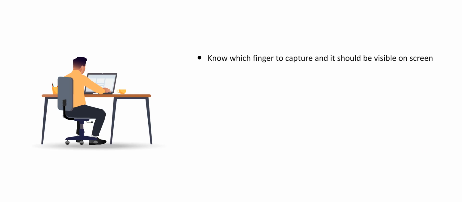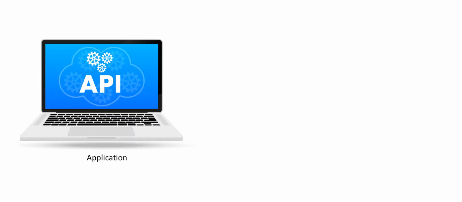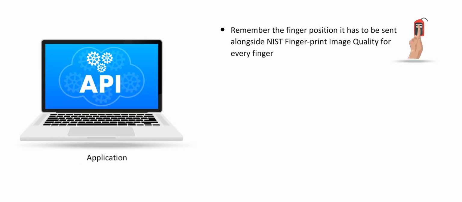Resident or operator should clearly know which finger to capture, and it should be visible on screen. There must be an option to rescan after the capture is complete. Capture high-quality fingers in up to 3 attempts and pick the highest NFIQ image, if possible, NFIQ 1 or 2. Application should remember the finger position because it has to be sent alongside NIST fingerprint image quality for every finger as part of BFD API input.